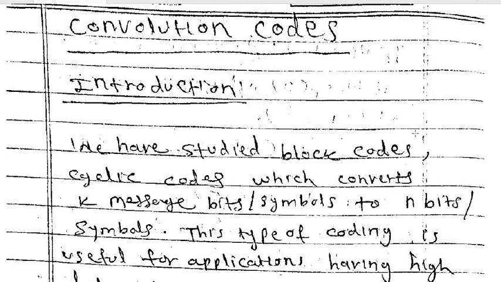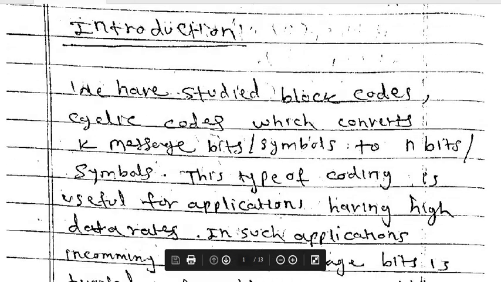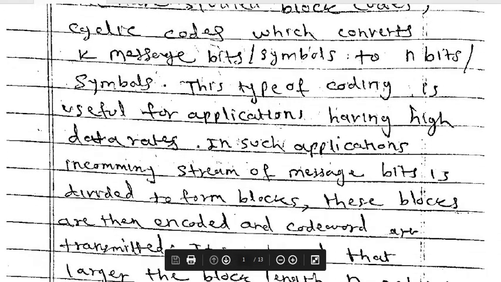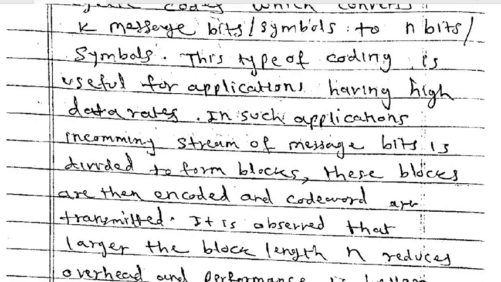In this lecture, we will see the introduction of convolution code and drawbacks of the block codes. We have studied the block codes, cyclic code, which converts k message bits per symbol to n bits per symbol. This type of coding is useful for applications having high data rate. In such applications, the incoming stream of message bits is divided to form blocks. These blocks are then encoded and code words are transmitted.